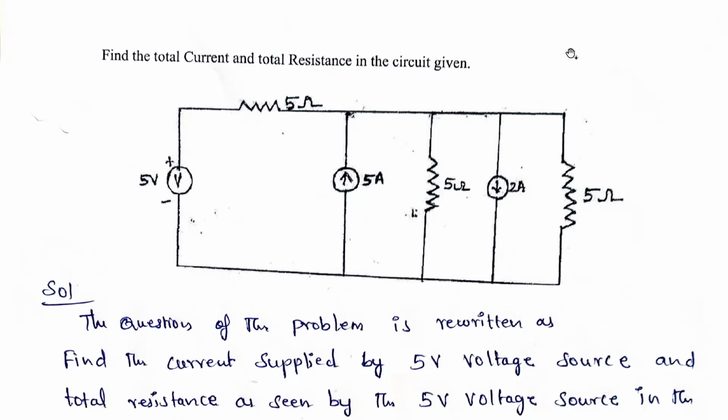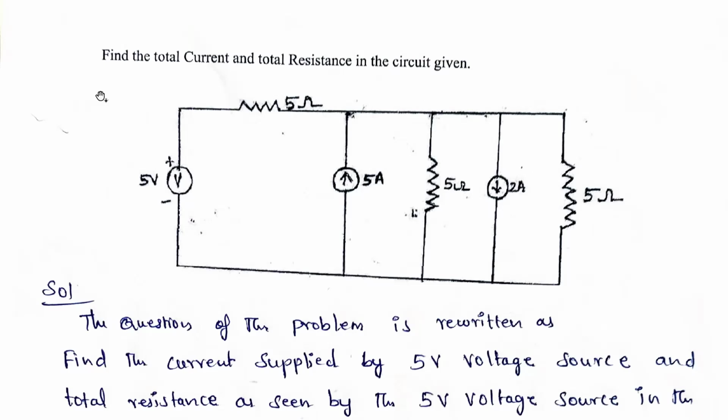Very good morning. Today we are going to see a circuit and find the total current and total resistance in the given circuit. Here one voltage source is there, and here a current source is there. Here again resistance is there, here again resistance is there. Here again a current source and resistance are there.